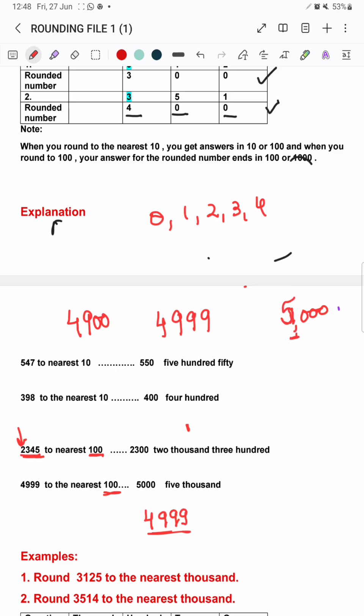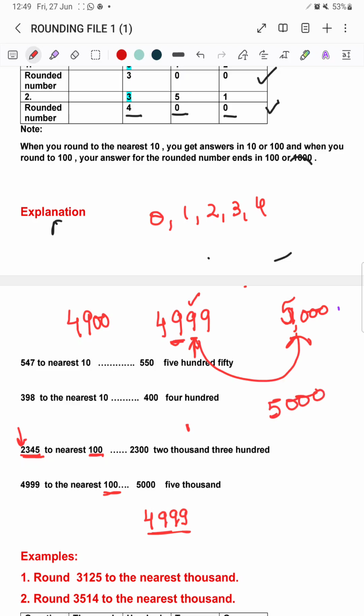Now we have to round to the nearest 100 digit, which is 9, and if you see the immediate next digit, that is also 9, that is bigger than 4, which is 5, 6, 7, 8, 9. So here it is 9, so it will round to the higher number. So the answer will be 5000.